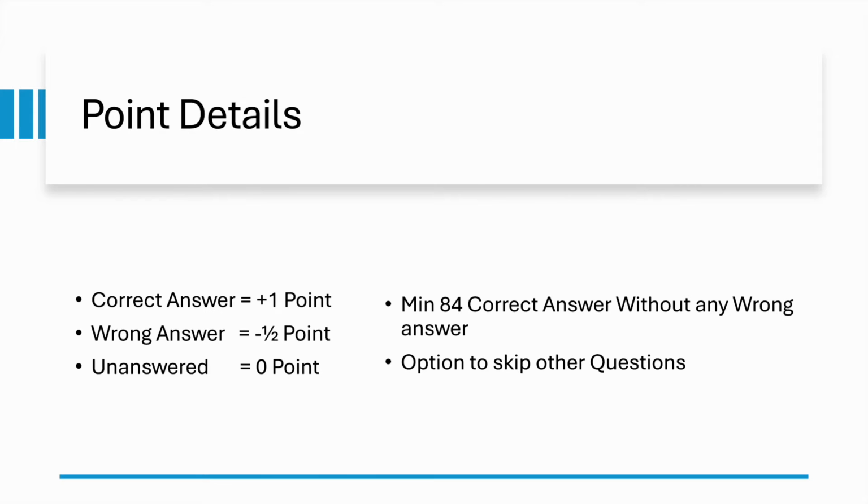So we can discuss the point details. For a correct answer, we will get 1 point. If it is wrong, it will cut half a point, and if we do not answer, then 0 points, nothing. So out of 120 questions, we have to get 84 questions correct without any wrong answer, and only then will we pass the certification. If we focus on those 84 correct answers, then we have the option to skip the other questions. If we are not sure about the answer, we can skip the rest of the questions.